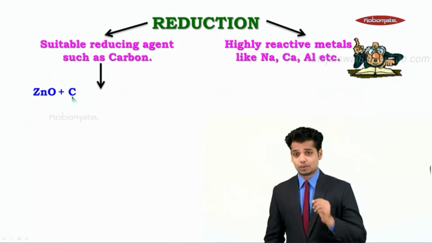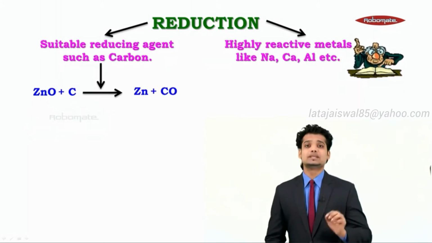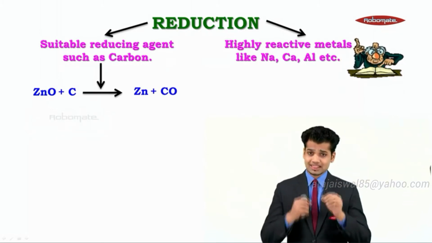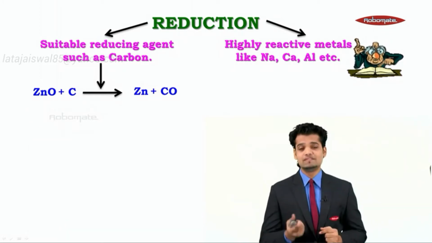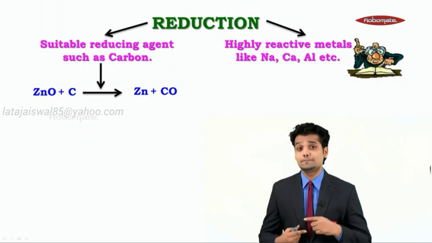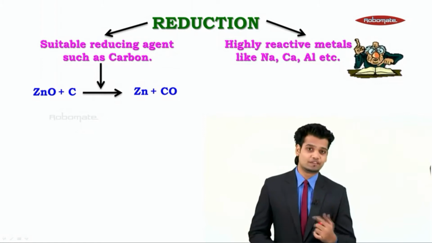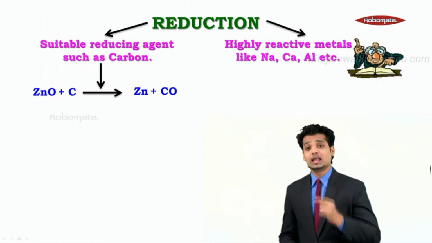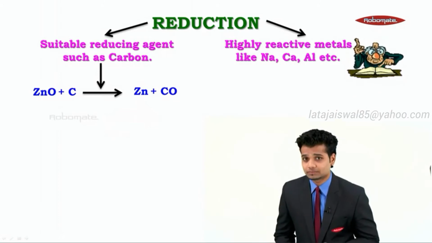So zinc oxide, when it reacts with carbon, forms zinc plus carbon monoxide. This carbon monoxide is a gas which is given up, leaving behind zinc. So is this zinc a pure metal? No, it is an impure metal which we have to refine. Whereas a highly reactive metal, let's see the reaction which happens in trains.